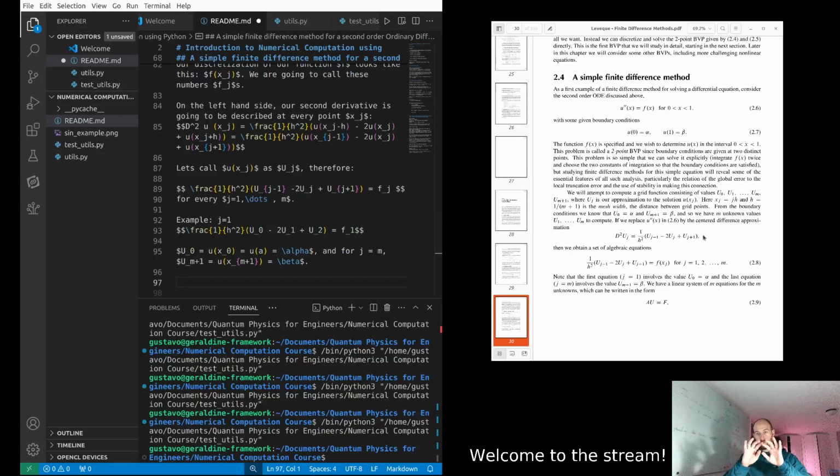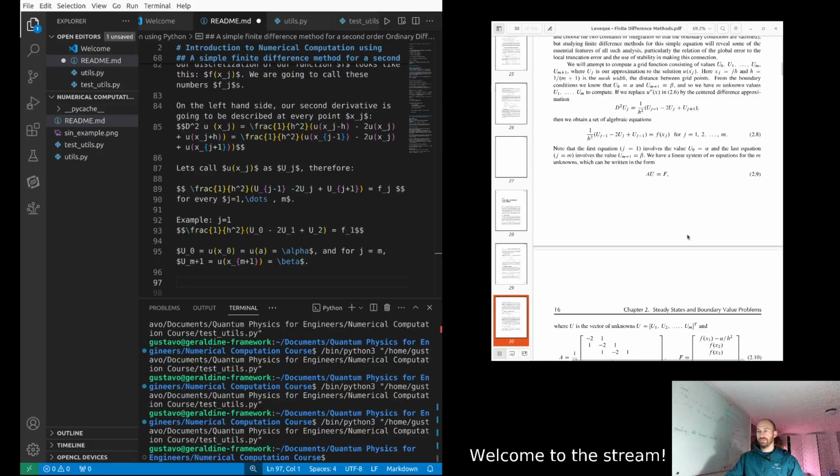the partition of the points x that we have done in the interval a to b, the first element, x of 0, is a, and so therefore u of x of 0 is alpha, and the last point, x of m plus 1, u of x of m plus 1 is beta. And I'll make a quick drawing just to make it easy later on.